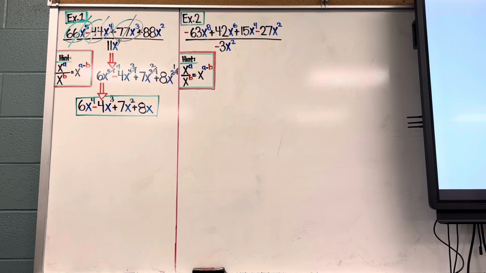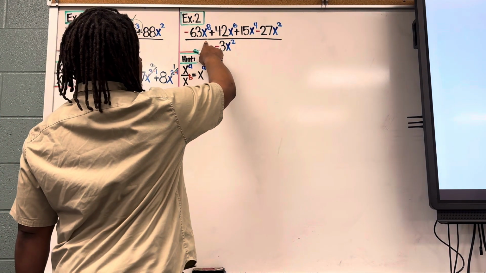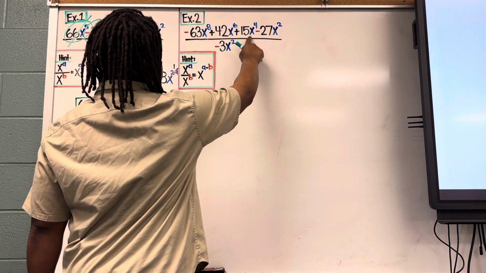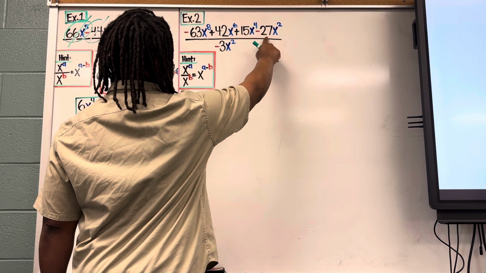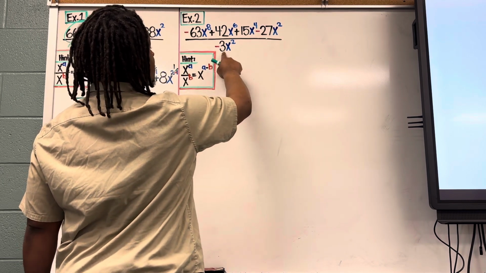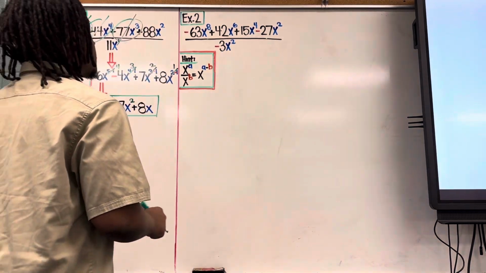Okay, now let's go to example 2. In example 2, guys, I have a negative 63x to the 8th power plus 42x to the 6th power plus 15x to the 4th power minus 27x to the 2nd power, all divided by a negative 3x to the 2nd power, okay? So now we're gonna do the same thing.